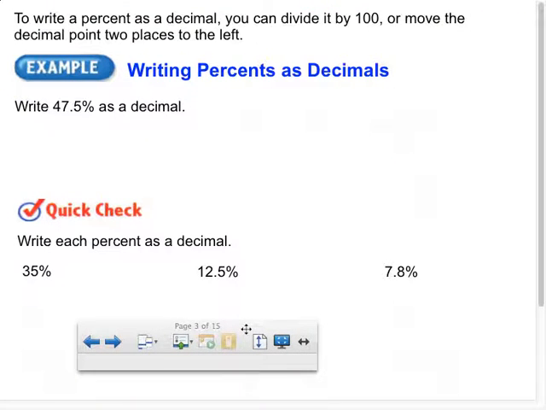Okay. To write a percent as a decimal. Now you're going the other direction. We went from writing a decimal as a percent, right? Now we're going to write a decimal percent as a decimal. So earlier we multiplied by 100. Now we're going to divide by 100. Okay, so think about the direction we move our decimal now.